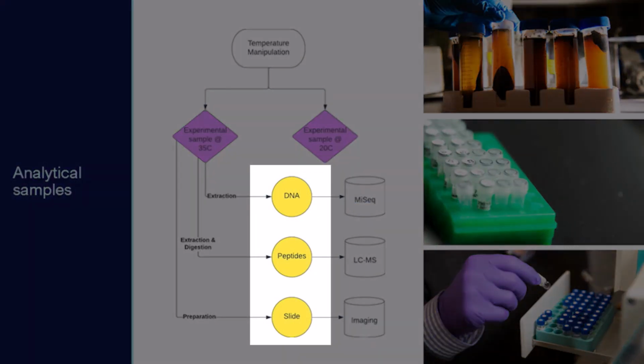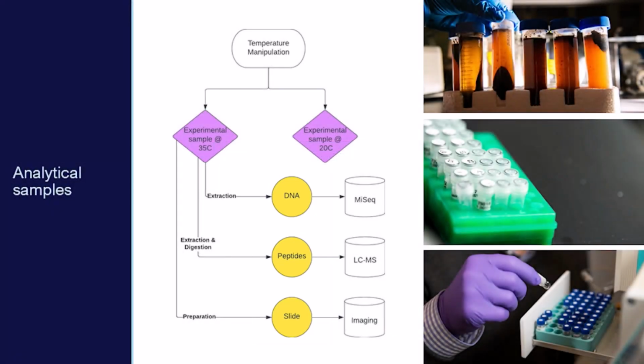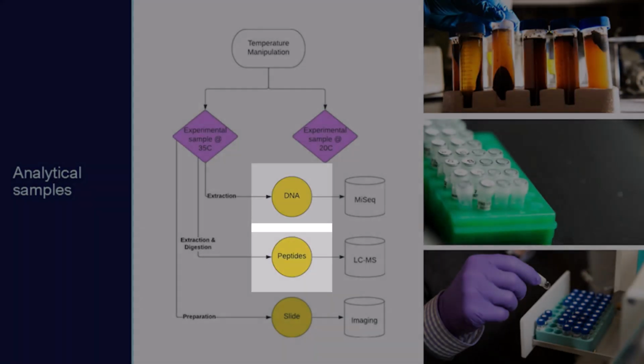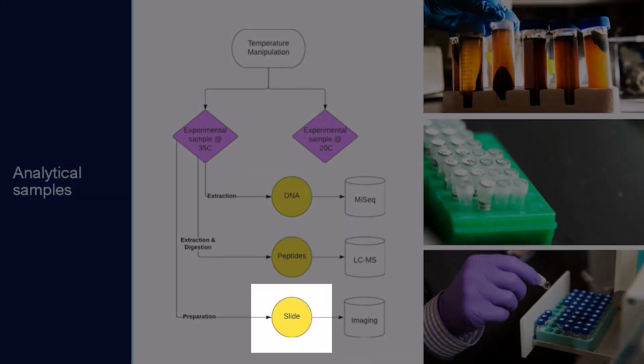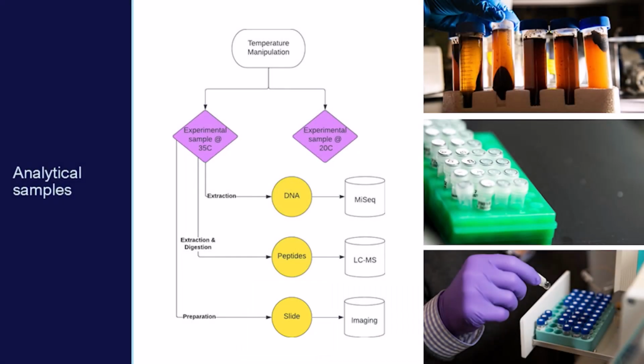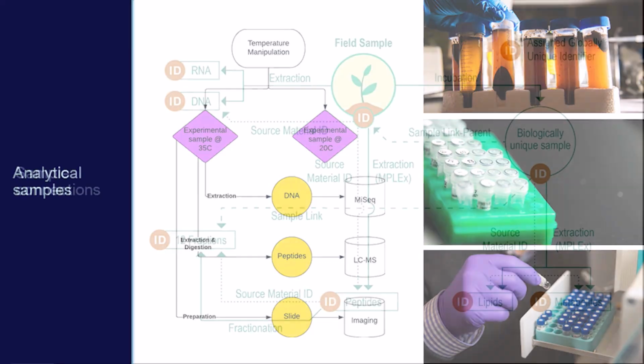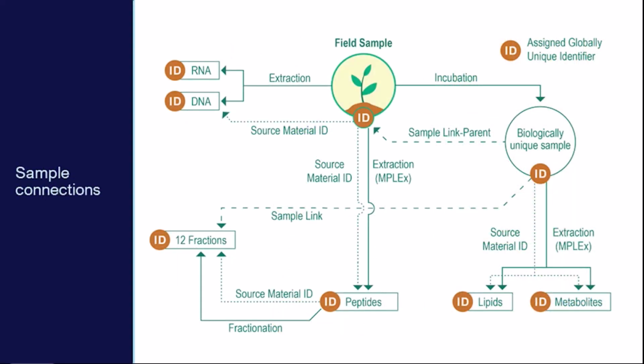Analytical samples, seen here in yellow, are samples that have been extracted or prepped from your experimental samples for an instrument run and data analysis. For example, extracted DNA, digested peptides, or a prepared slide are analytical samples that are generated from the original soil, plant, or culture experimental sample. To describe how to properly use the source material ID and sample link columns, I'm going to walk you through this figure and an environmental sample example.